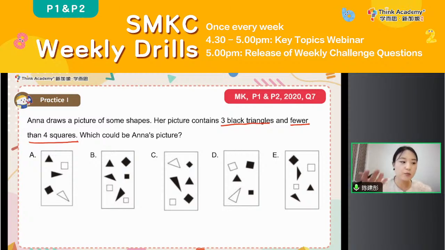So probably we can just start from the 3 black triangles. So let's have a look. Which one has 3 black triangles?